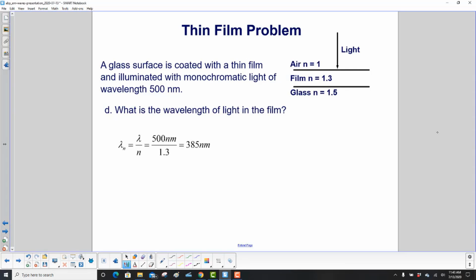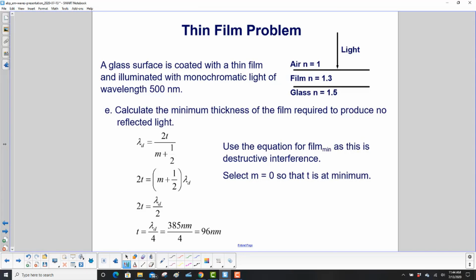What is the wavelength of the light in the film? Similar equation to the speed of light, except this time it's the wavelength in the film is equal to the wavelength in the air or vacuum divided by the index of refraction, 500 nanometers divided by 1.3, 385 nanometers.